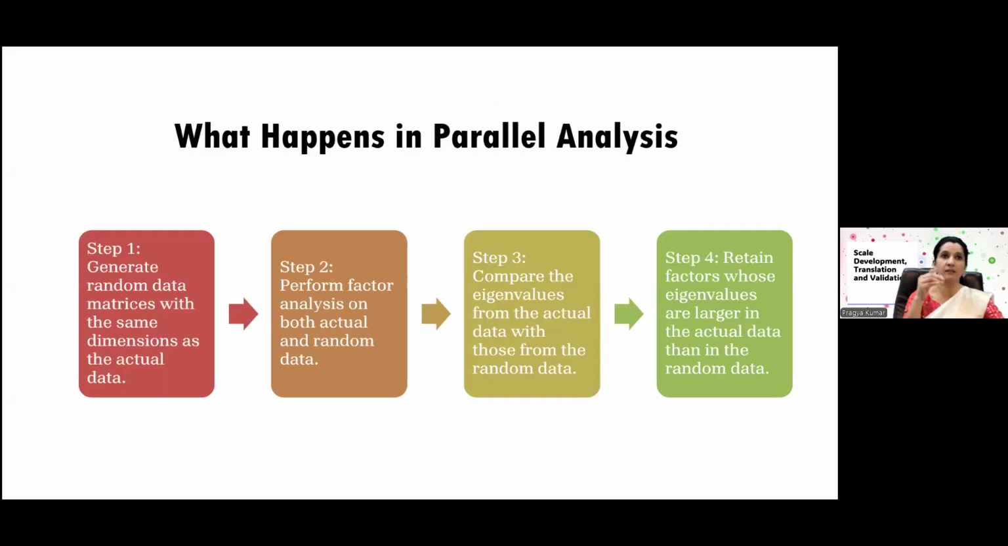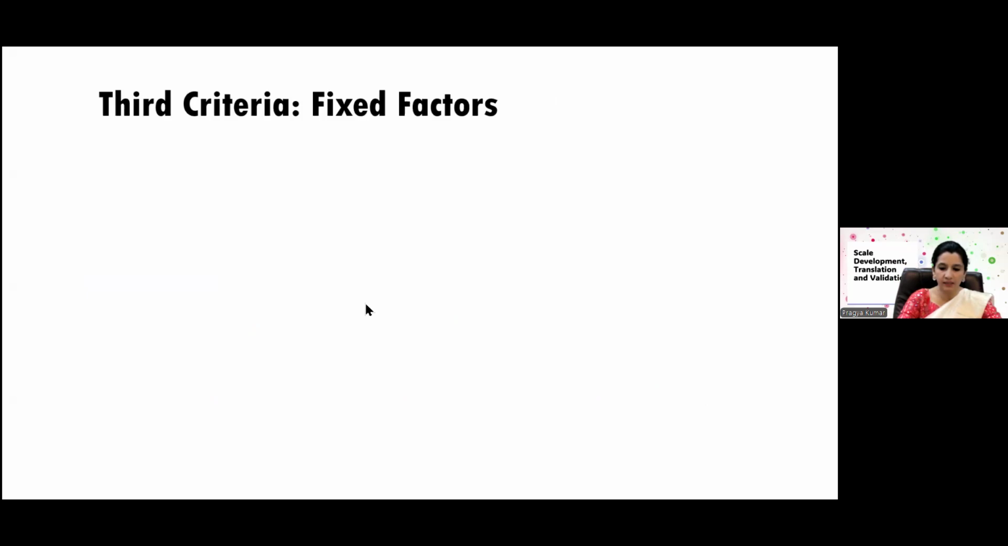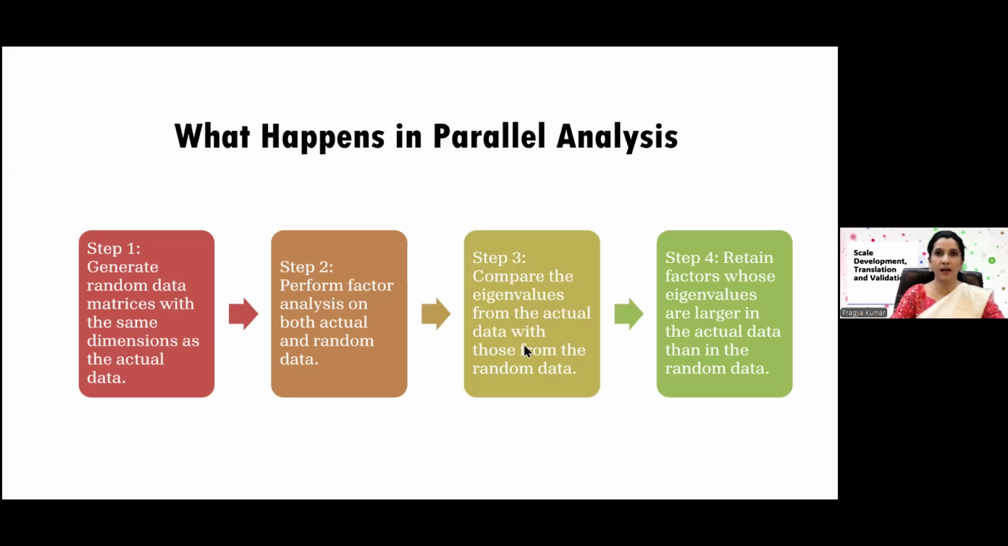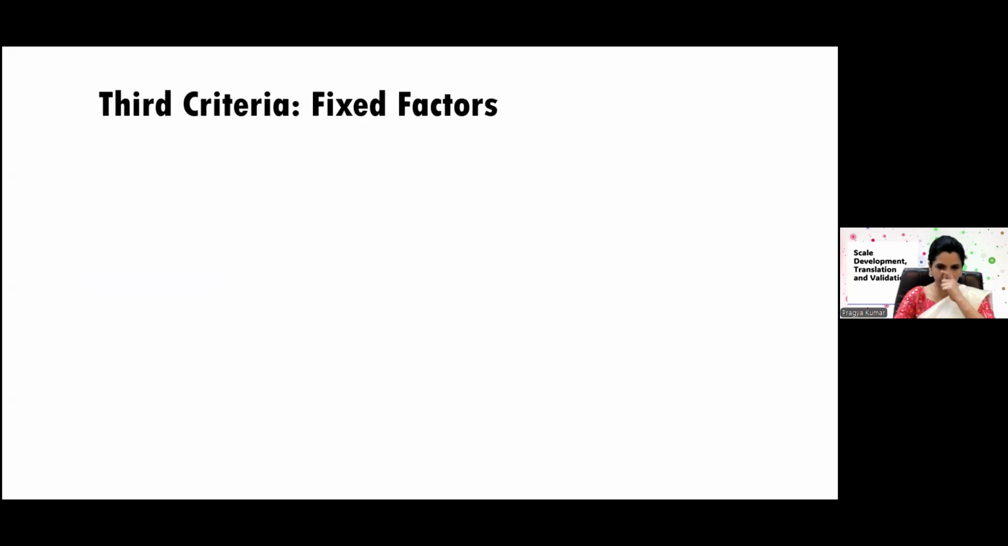It is just telling you the steps. In the first step, it generates a random data matrix with the same dimensions as the actual data. Then it performs factor analysis on both the actual data and the random data. Then it compares the eigenvalues of the actual data with those derived from the random data. You should retain only those factors whose eigenvalues are larger than those of the random data. We'll see that in the diagram.